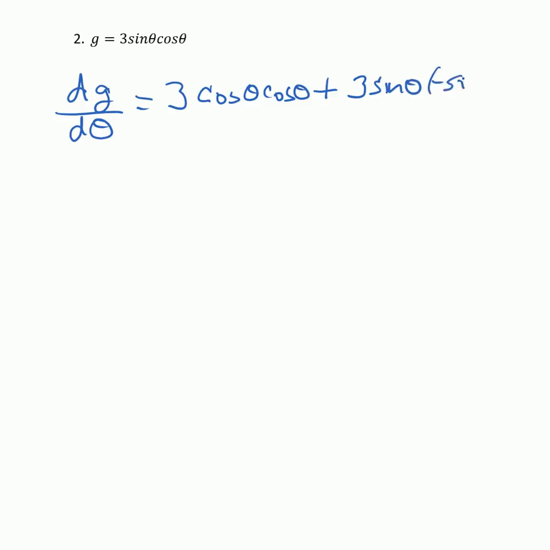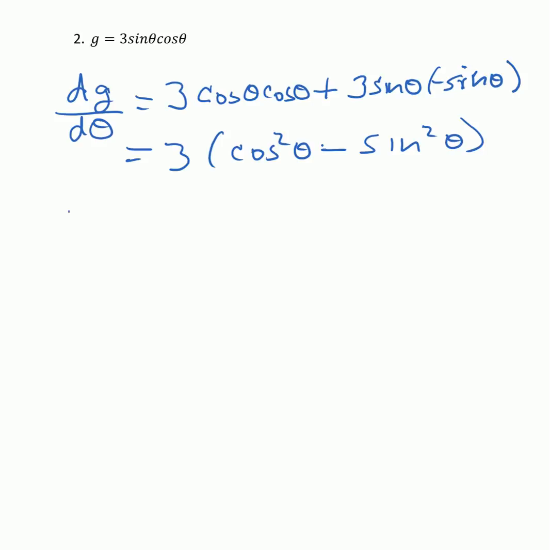Here's our next function. It's a little more complicated. It's g equals 3 sine theta cos theta. So theta is some angle we measured. Here we're going to have to use the product rule when we do the derivative. So the derivative of g with respect to theta, that's 3 times the derivative of sine, which gives you cos theta, and you still have a cos theta here. And then you have to do it to the extra term: 3 sine theta times the derivative of cos, which is negative sine theta. And that equals 3 times cos squared theta minus sine squared theta.